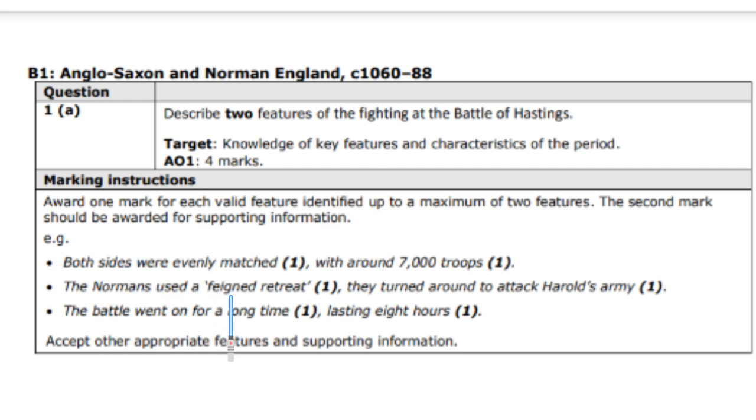So the Normans used a feigned or fake retreat. They turned around to attack Harold's army. That there would get you the full 2 marks. So on a 4-mark question like this, if your target is a grade 4, you need to be looking at 2 marks. If your target is a grade 6, you are looking at least 2 marks. If you are aiming for a grade 8, your target for this question should be at least 3 marks.